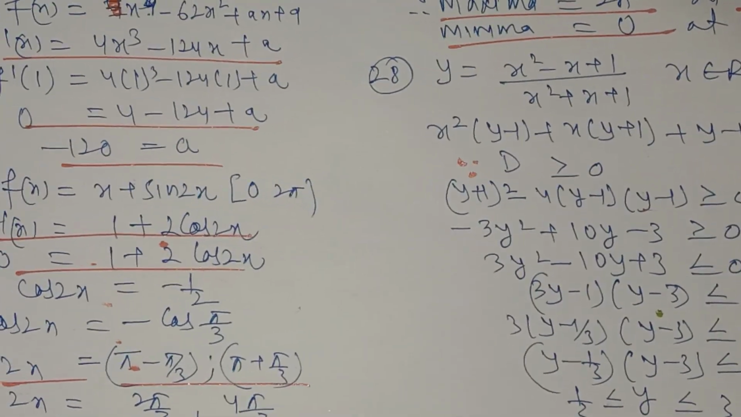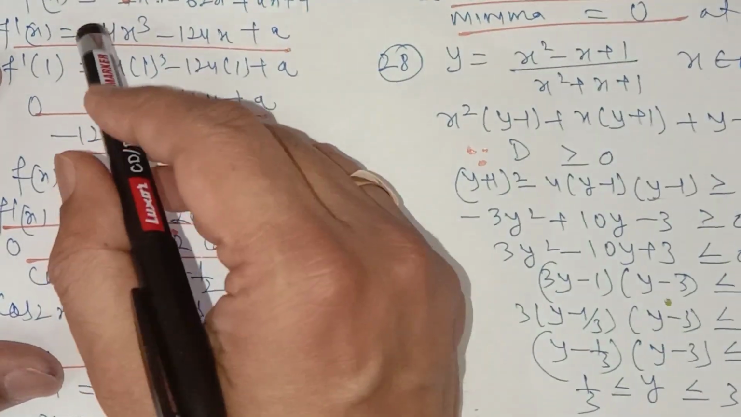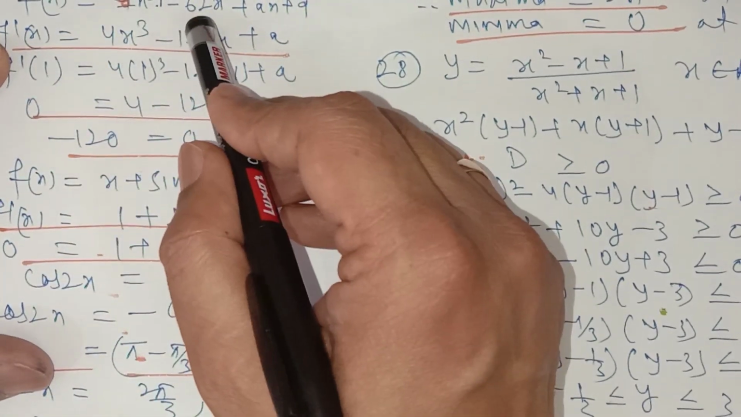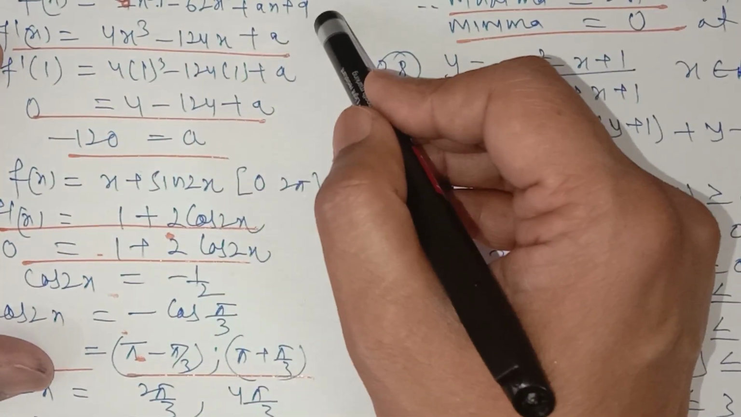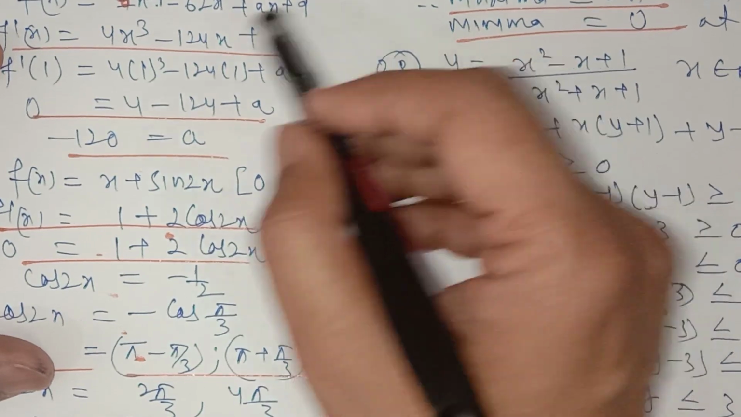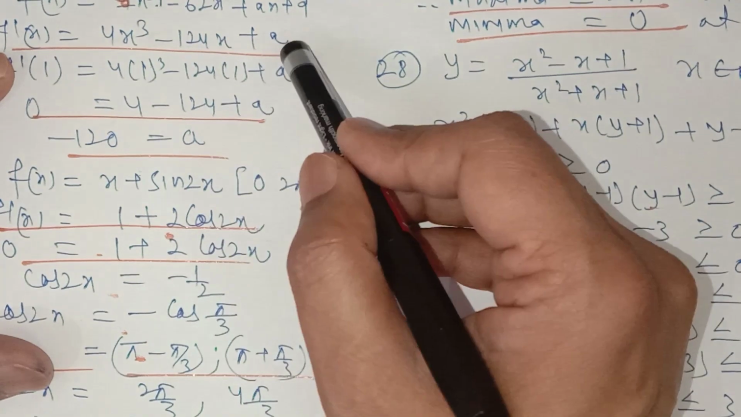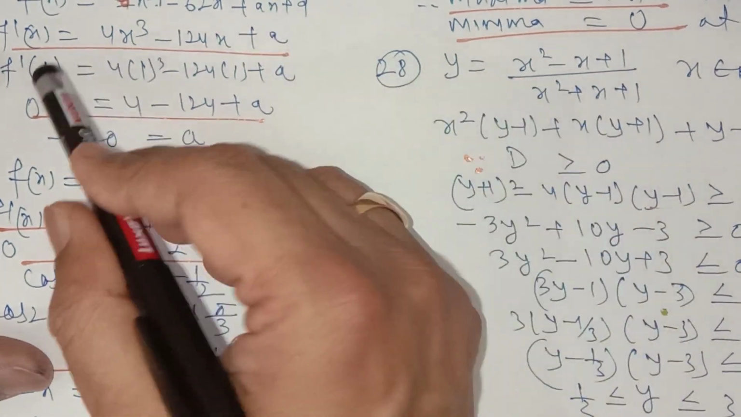Now let us take question number 11. Again, see it very carefully. We have the biquadratic function x raised to power 4 minus 62x² plus ax plus 9, and its first derivative is 4x³ minus 124x plus a. You have to find the value of a.